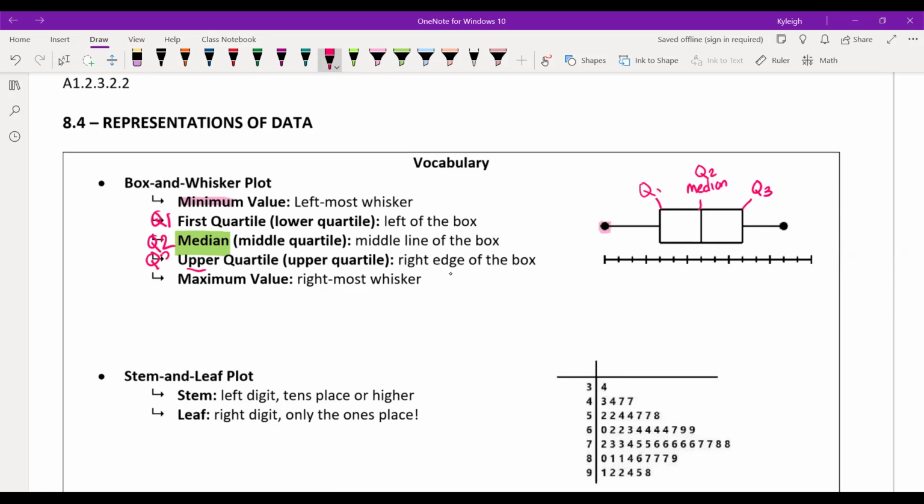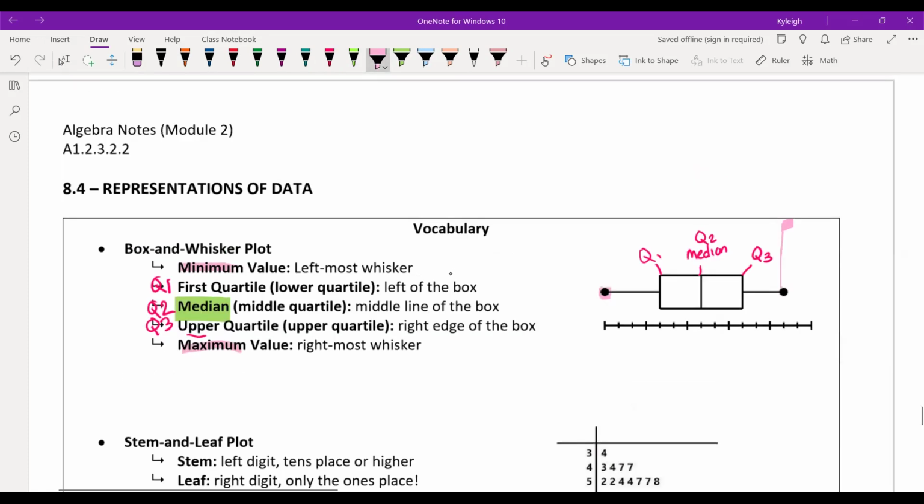Okay, so it's the upper half of the data. And then this last one is the maximum. That's the biggest number there is.